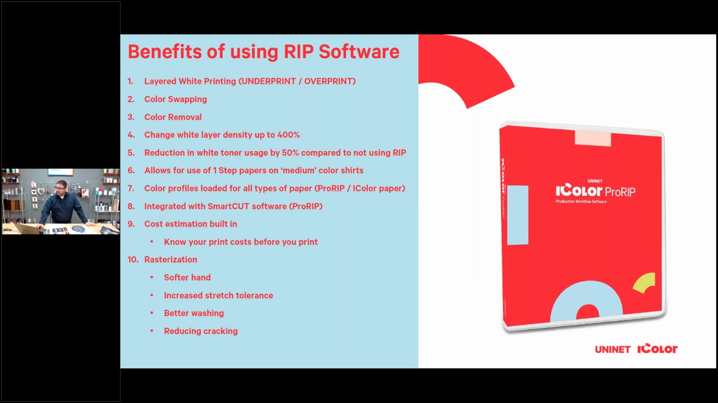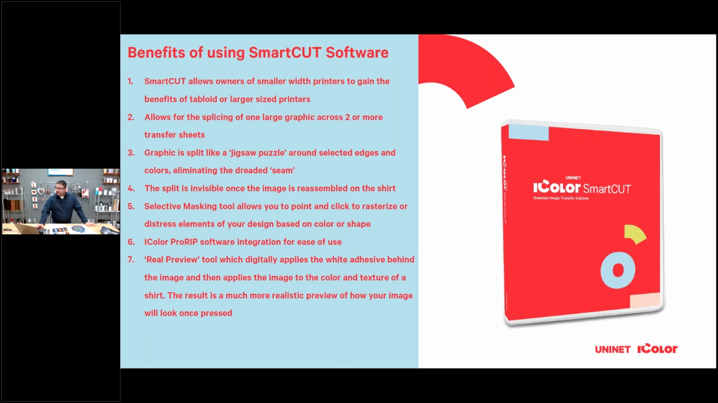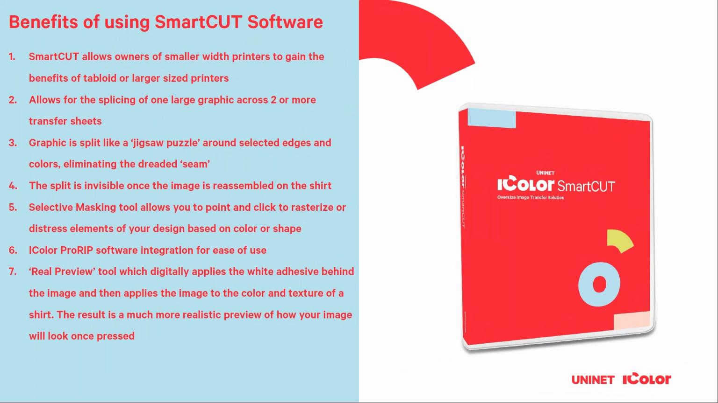Perfect, thank you. Moving to SmartCut. Basically, SmartCut allows you to take your smaller printer, like your A4 letter size printer, and print tabloid or larger size graphics. What it does is it analyzes your image and splits it in the most logical way, like a jigsaw puzzle around certain edges and colors. If you split it straight down the middle, you will see that seam every time.